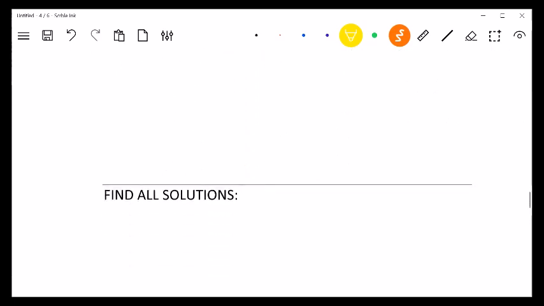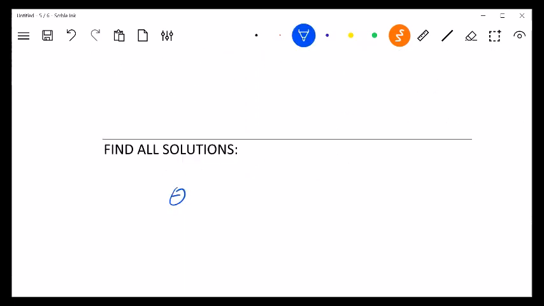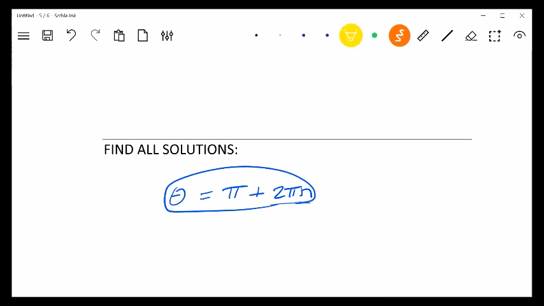Now, when we do the all solutions, then we'll say that the angle is pi plus 2 pi n. And that's the one we use for the radians because 2 pi gets you around one time, and n, the number of times that you want to go, would be that. Let's fill that one in.